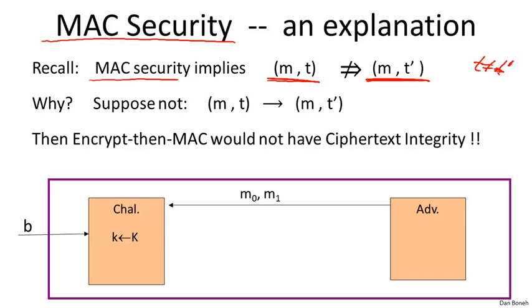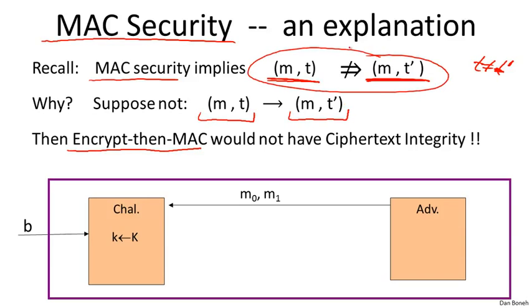Well, it turns out if the MAC didn't have this property, in other words, given a message MAC pair, you can produce another MAC on the same message, then that would result in an insecure encrypt then MAC mode. And so if we want our encrypt then MAC to have ciphertext integrity, it's crucial that our MAC security imply this strong notion of security, which of course it does because we defined it correctly.